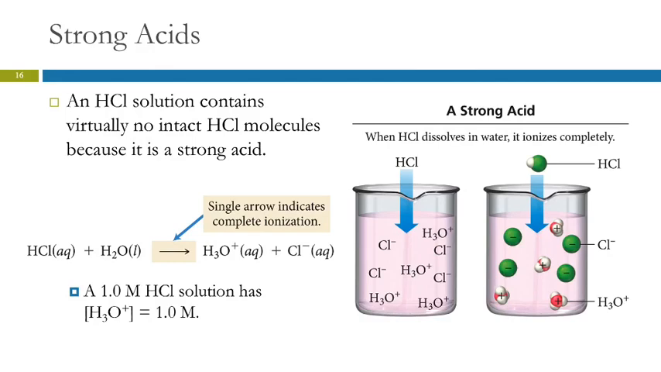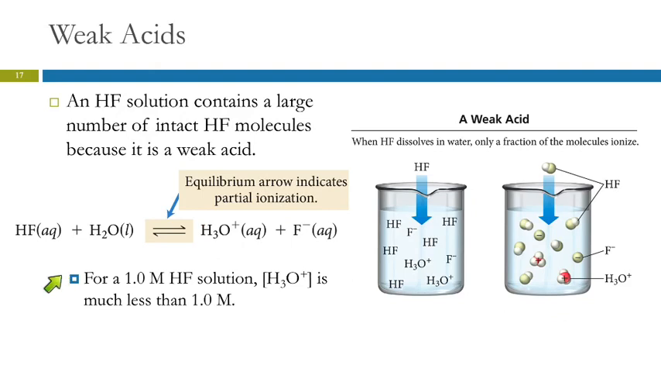A weak acid like HF, fluorine, the little sister in that family, only ionizes partially. So when we write out this equation here, we've got HF reacting with water, but we have equilibrium arrows because this is definitely going both ways. There are hydronium ions and fluoride ions present, but we also have a significant number of HF molecules present in the solution. It doesn't ionize completely. So here we've got a bunch of HF molecules in the solution along with ions.